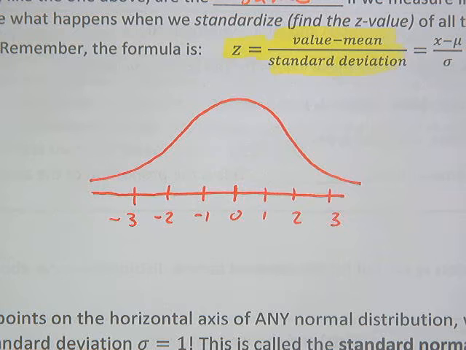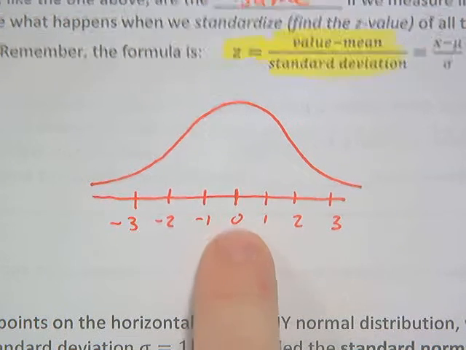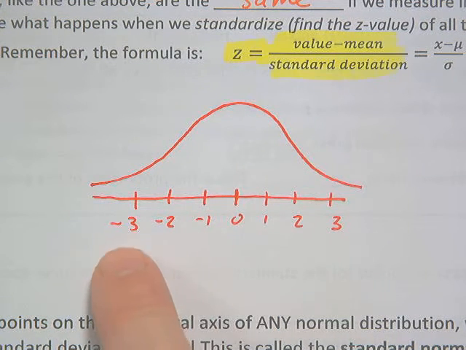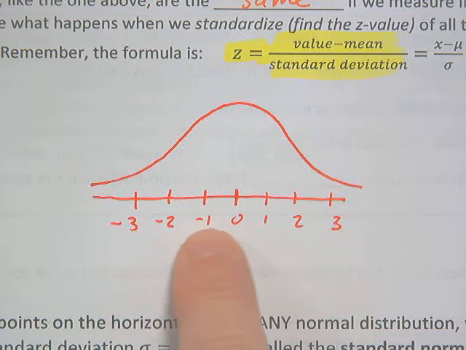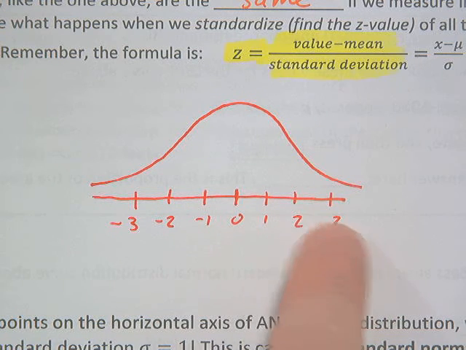That will be what happens anytime you take any word problem that I ever give you that wants you to draw a normal curve. If you were to standardize the values in that word problem, here is what would happen every single time. You get -3, -2, -1, 0 would be the mean, and 1, 2, and 3 every single time. It's called a standard normal curve.